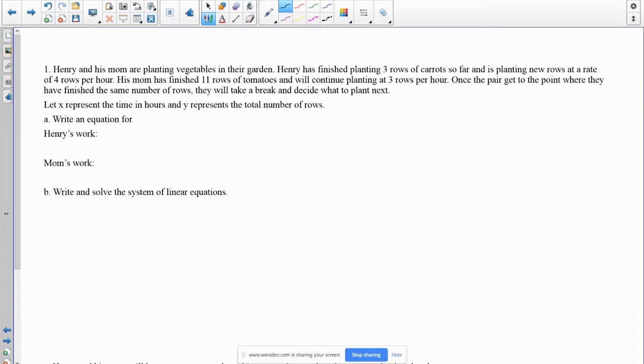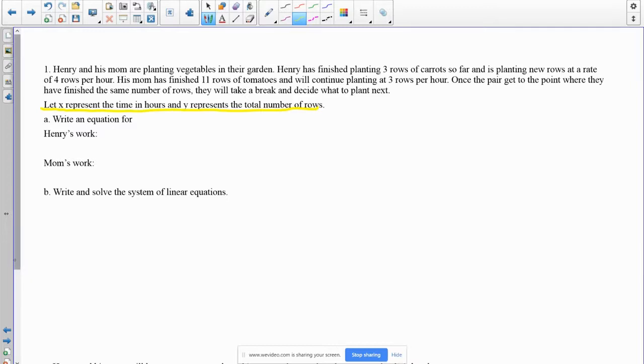So there are 2 things here. First of all, we have told you what X represents and what Y represents to help you out. So that's one thing you really need to pay attention to: what is the X value going to mean in my equations and what is the Y value going to mean? In this one, the X value represents the time in hours and Y represents the total number of rows.